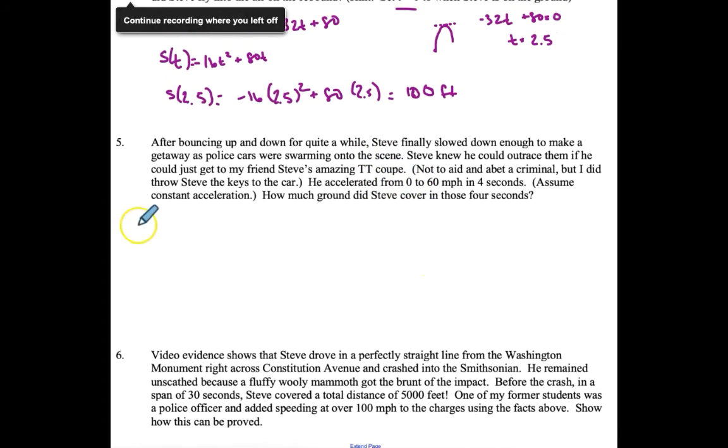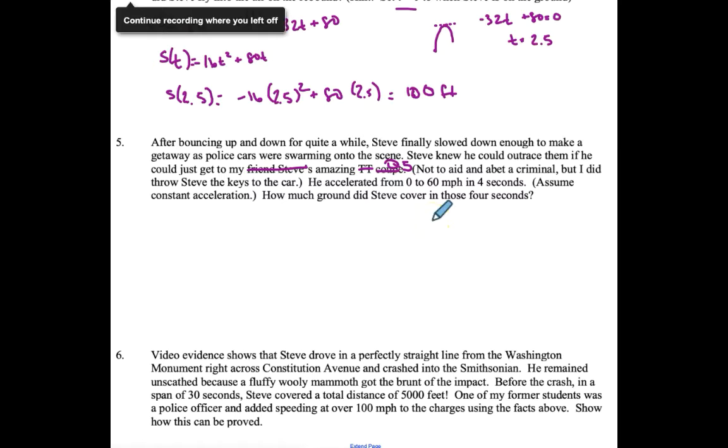Okay, so Steve kind of bounced up and down for a little while, and then he slowed down enough that he knew he had to make a getaway because the police were swarming the scene. And he knew he could outrace them if he could just get to, I shouldn't say my friends, it should say my amazing Audi Q5. There's some typos in here, so remember that we're in my Q5 here. Okay, not to aid and abet a criminal, but I did throw Steve the keys to the car.